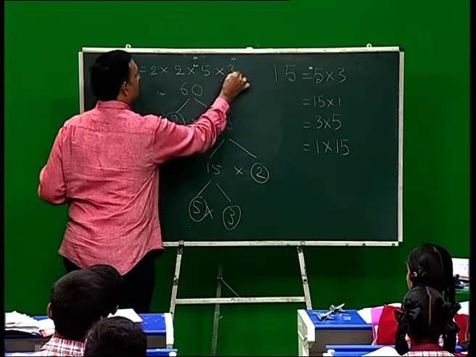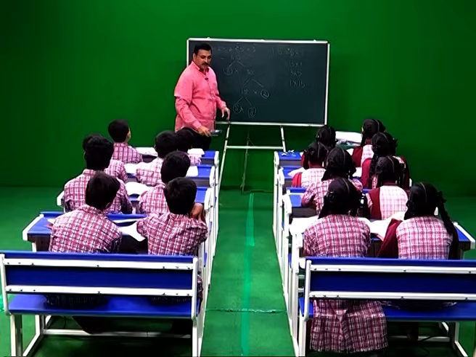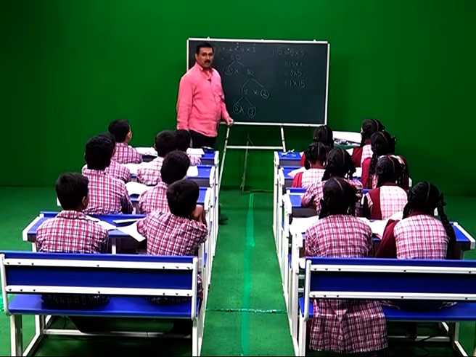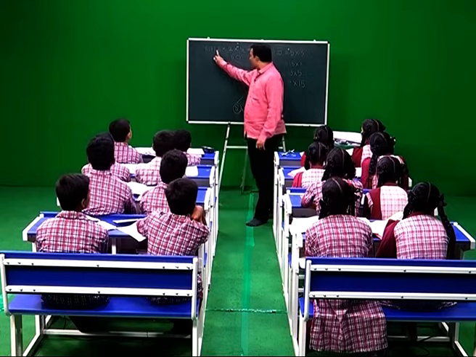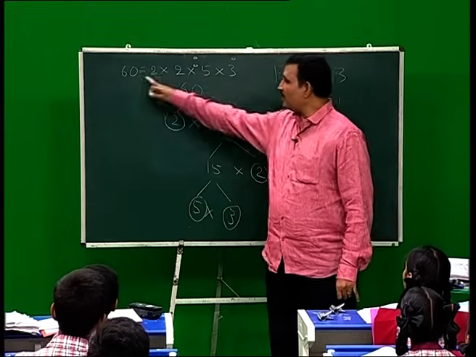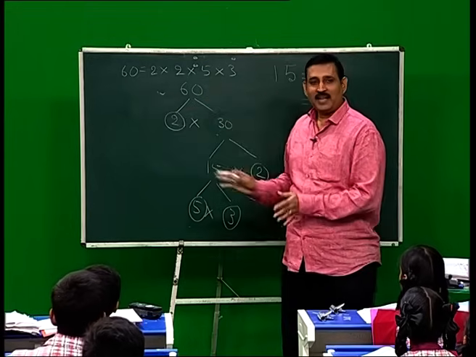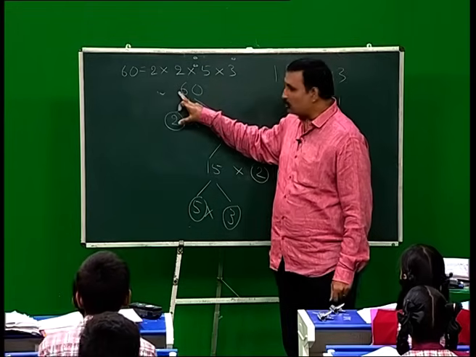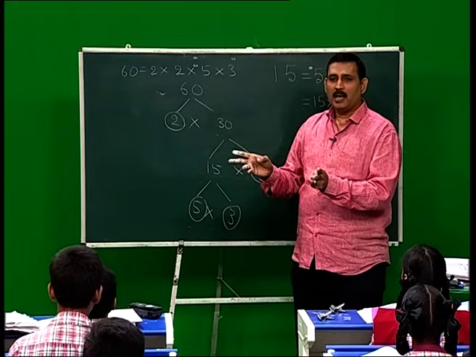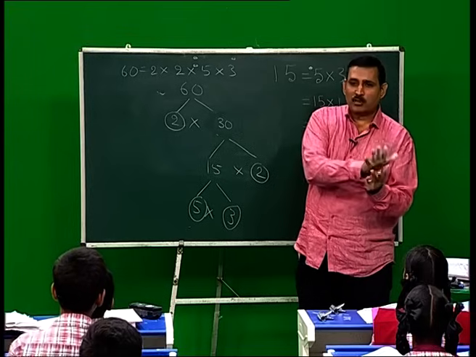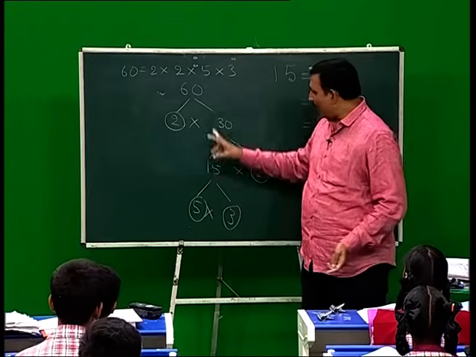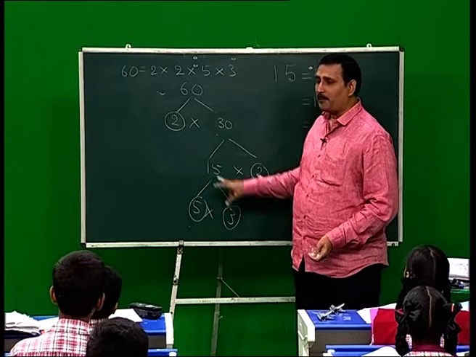Now, sometimes if we doubt whether what we wrote is correct, how do we decide? Simply go for the product. 2 2s are 4, 4 5s are 20, 20 3s are 60. So what I did here, I think you understood. I took the number and considered it as a product of 2 numbers. If it is a prime number, I stop there. If it is a composite number, I split it further. Like that, we continue till we get all prime numbers.